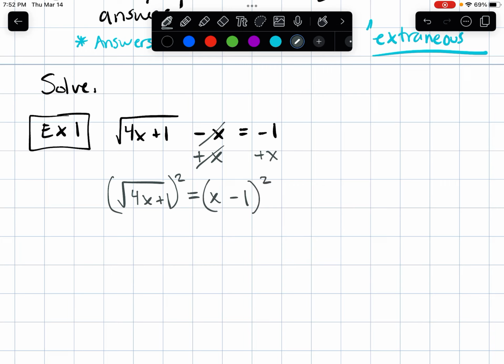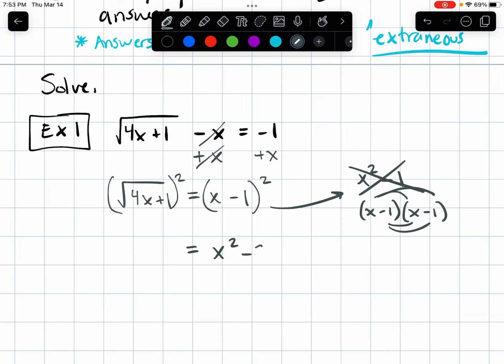Now be careful here, right? When I square both sides, the right side is not going to be x squared minus 1. Tempting, but that is not correct. Remember, you are taking x minus 1 times another x minus 1. Okay, you have two of them. So your right side, once you FOIL everything and distribute, you're going to get x squared minus 2x plus 1. And then we know that on the left side, the square and the square root would cancel out, so we just get 4x plus 1.